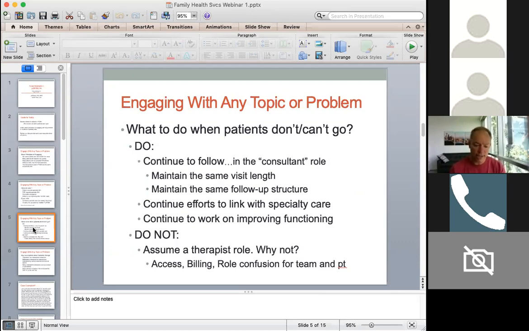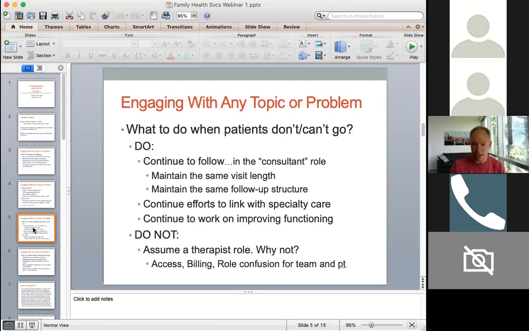And like I was saying, if you've tried 3 or 4 visits and they're not improving, you're going to refer to specialty mental health. But if they don't go, you are going to continue to follow them with that same follow-up structure. Some people say, well, I couldn't get them into specialty mental health for therapy, so I guess I'm going to switch into therapy mode and be the therapist myself. We're going to talk in a minute at the bottom of the slide about why not to do that, okay?